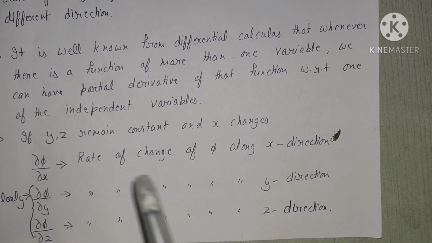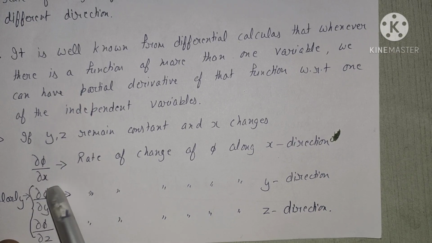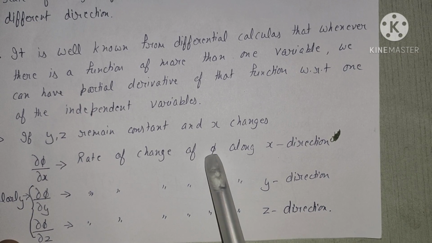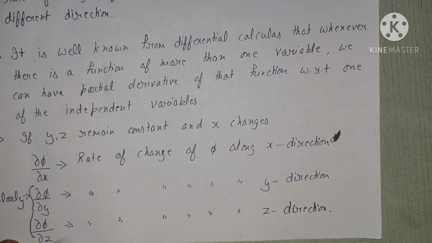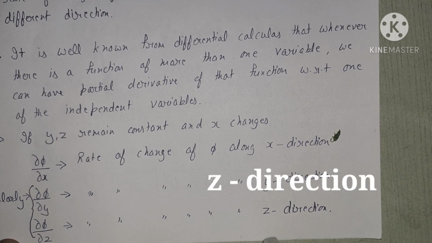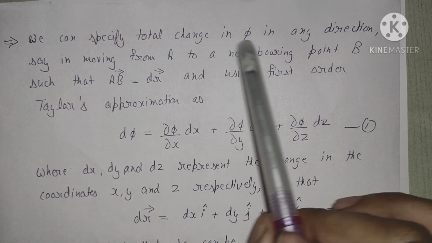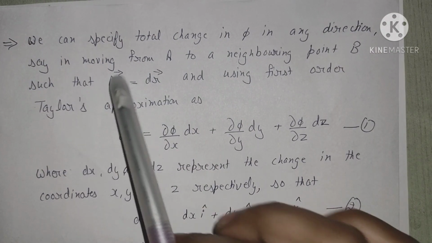If y, z remain constant and x changes, then ∂phi/∂x is the rate of change of phi along the x direction. Similarly, if x, z are constant, then ∂phi/∂y is the rate of change of phi along the y direction. Similarly, if x and y remain constant, then ∂phi/∂z is the rate of change of phi along the z direction.